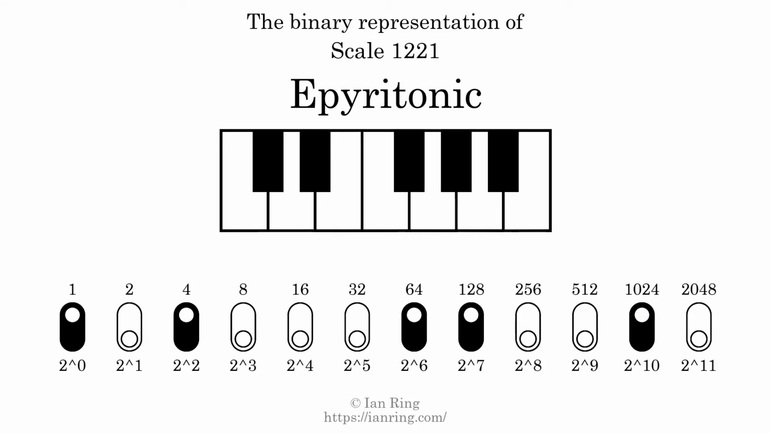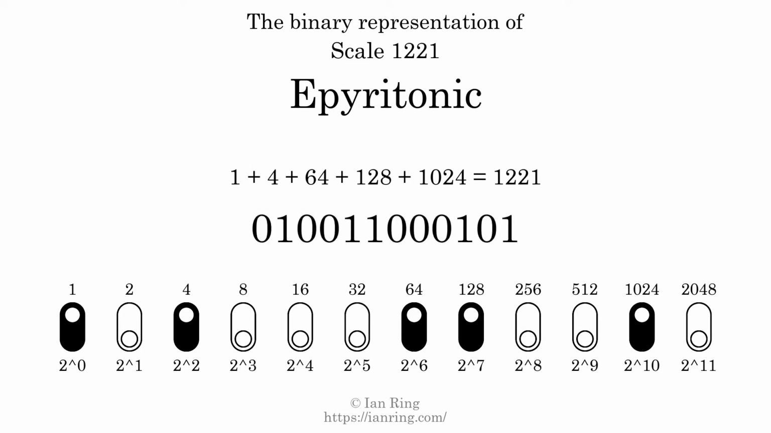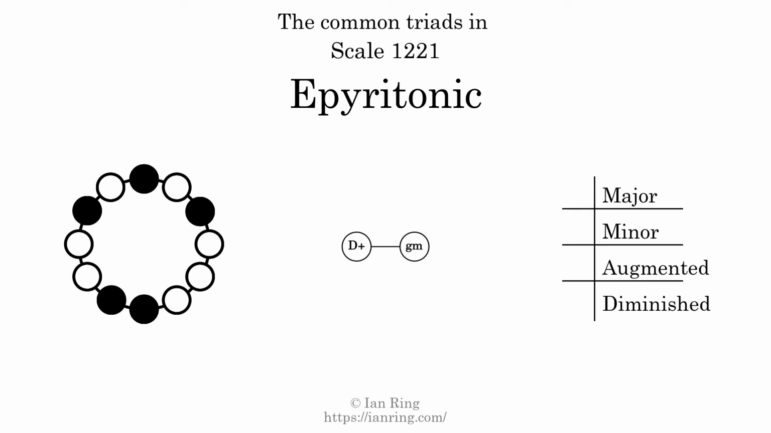To get the scale number, we add the powers of 2 together. The powers of 2 that are present in the scale, all added together, equals 1221. That is why the scale number, in decimal, is 1221. The scale number not only enumerates the scale with a unique index, but it also literally describes the tonal content of the scale. Represented as a binary number in base 2, the scale number is 010011000101. Here are the common triads present in this scale.